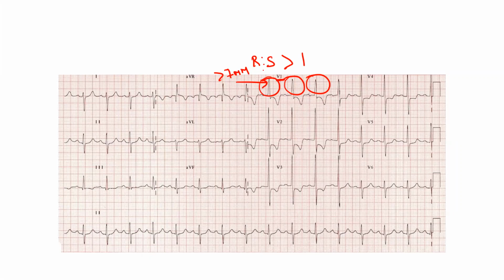So if it is more than 7 millimeters, the R wave, or the R to S ratio in lead V1 is more than 1, this goes more in favor of right ventricular hypertrophy. And how will you see the right axis deviation?